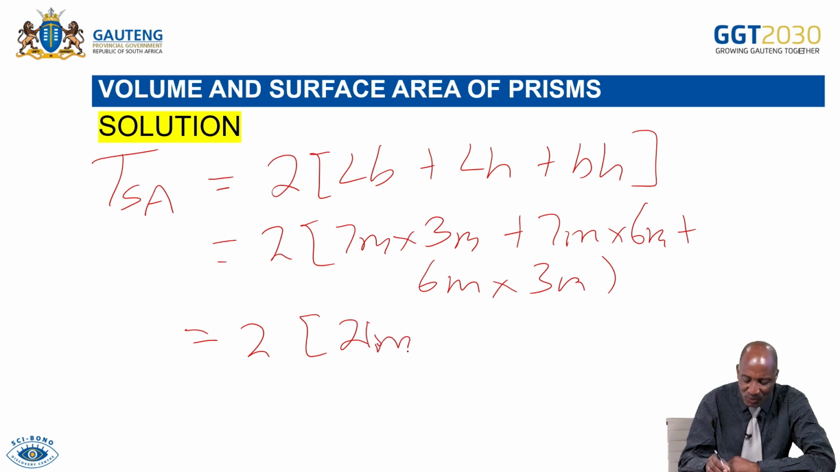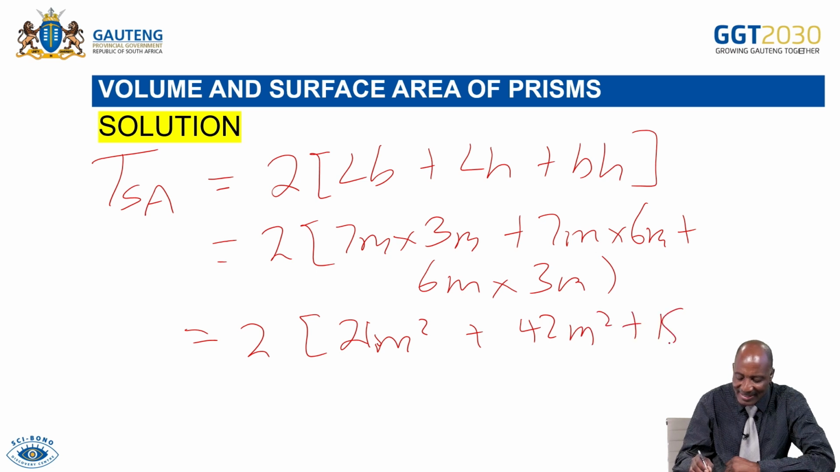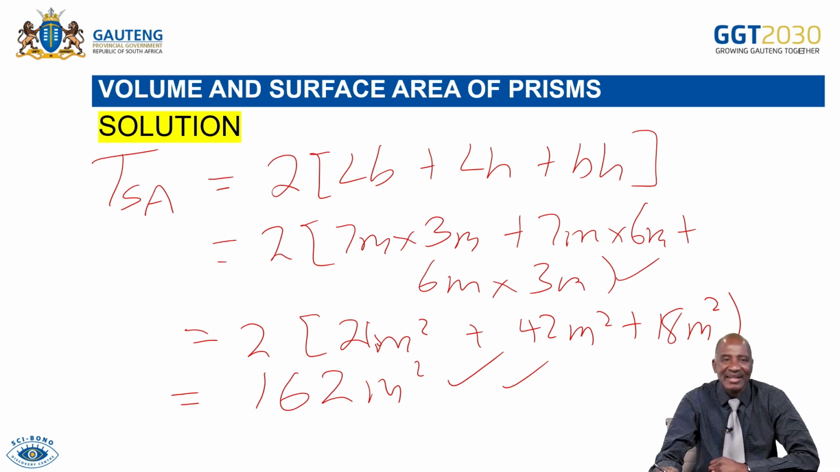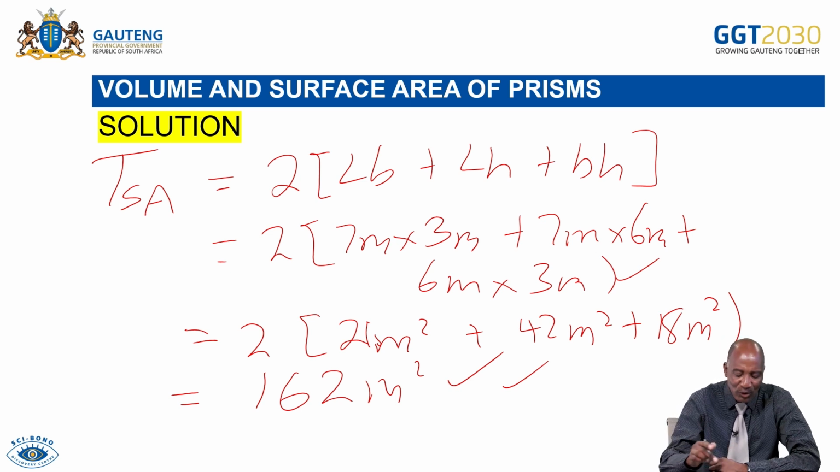This is 21 square meters added to 42 square meters. This is area now, plus 18 square meters. Then you simplify. I'm getting 162 square meters. This is the answer that you should have obtained. Well done if you got that answer. That's how you could have answered that question for the total surface area as well as volume.